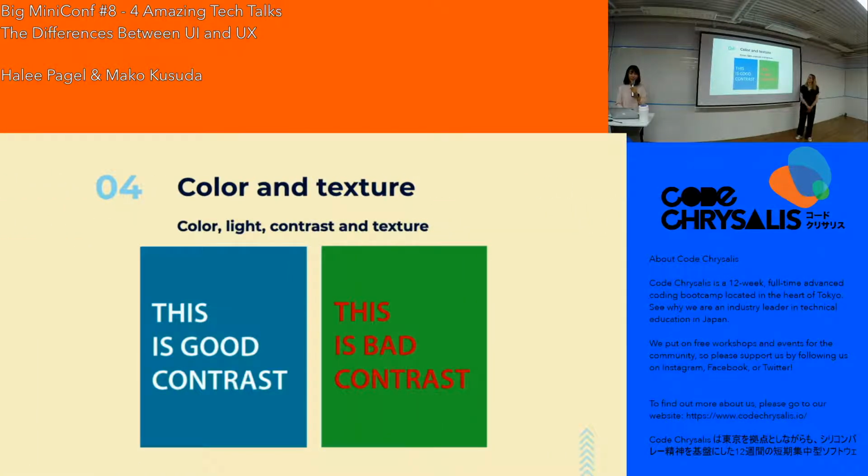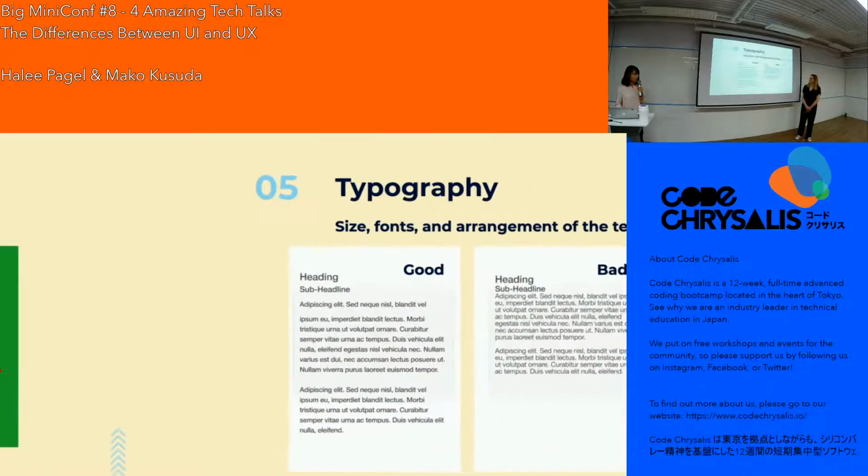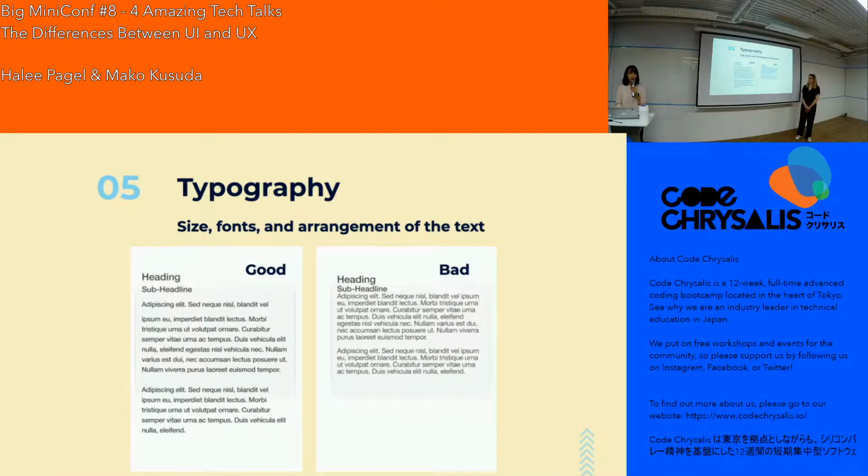Next is strategically use color and texture. You can direct attention toward or redirect attention away from items using color, light, contrast, and texture. This is a good example of contrast. Next is use typography to create clarity. Carefully consider how you use typeface, different sizes, fonts, and arrangement of the text to help increase readability. As you can see, good spacing aids readability.